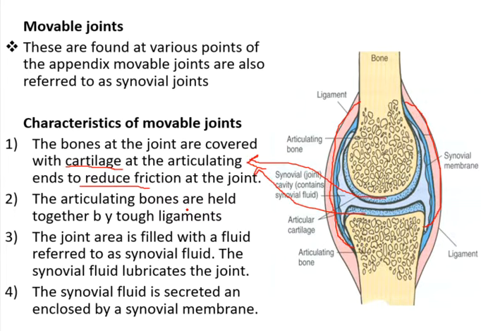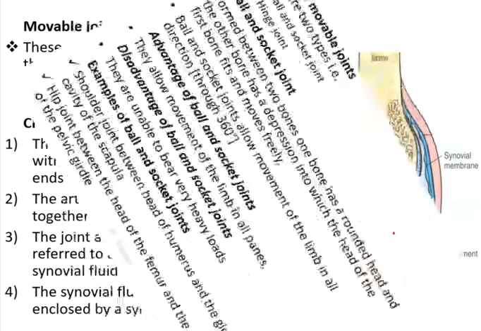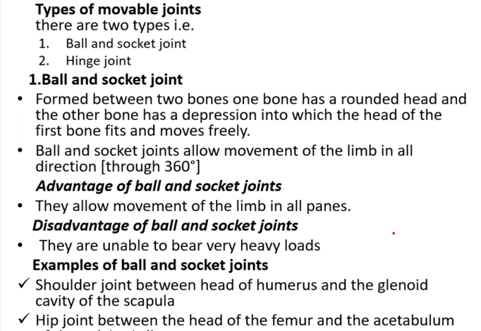Then the joint area is filled with a fluid referred to as synovial fluid, and the synovial fluid lubricates the joint. You can look at the synovial fluid. It is here. The synovial fluid is secreted and enclosed by a synovial membrane. We have our synovial membrane here, which secretes this synovial fluid and also encloses it. Types of movable joints. Number one, ball and socket joints. Number two, hinge joint.